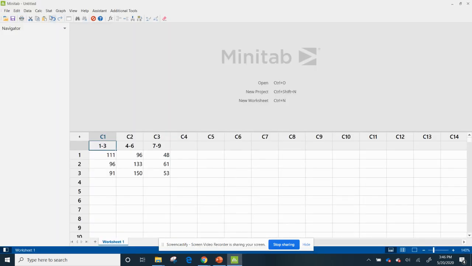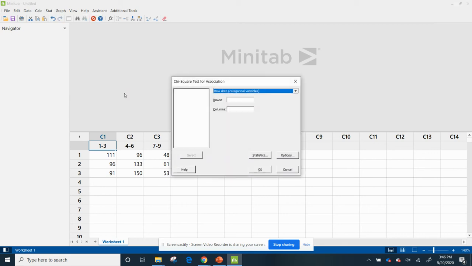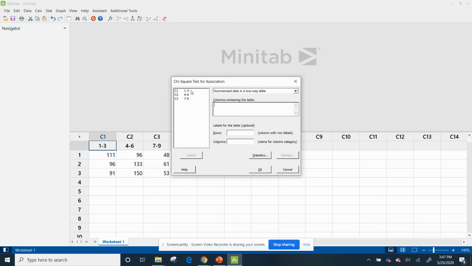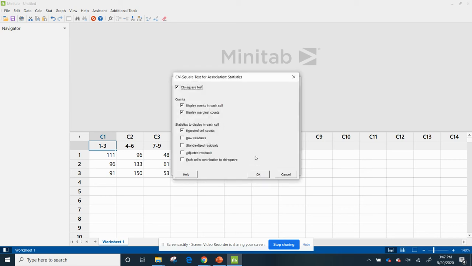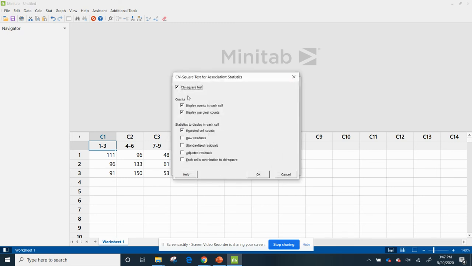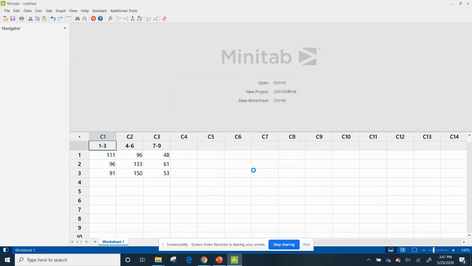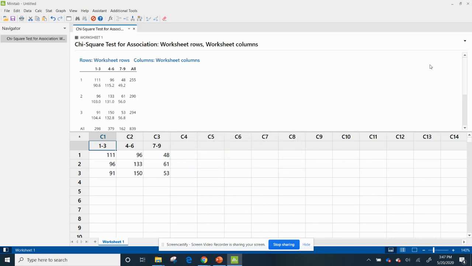So this is what you're going to do. You're going to go to Stats, Tables, Chi-squared test of association. I don't have raw data, I have summarized data. So for the columns I'm going to choose 1 to 3, 4 to 6, and 7 to 9. Everything else I'm good, I don't have to do anything else. Everything is checked. And see right here, statistics, it knows it's running a chi-squared. So I hit OK. And look what it did for me.